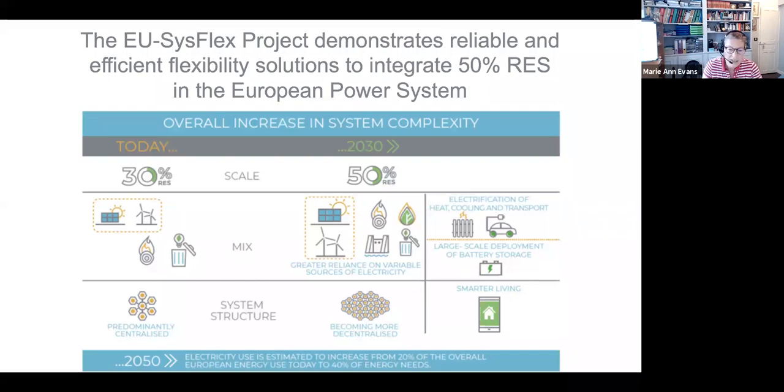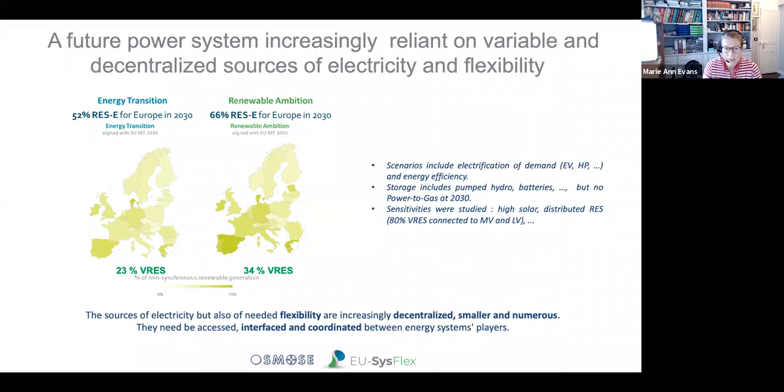Because these new sources are very decentralized, this will also lead to changes in the system structure, as it is becoming more decentralized and more distributed, connected to the lower voltage of the power system. In parallel, of course, the electricity use is estimated to increase with the new uses from 20% to 40% of the energy needs, with smarter living as well. So this leads to some challenges.